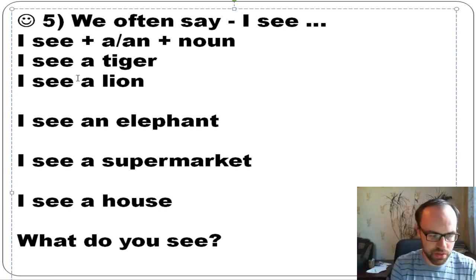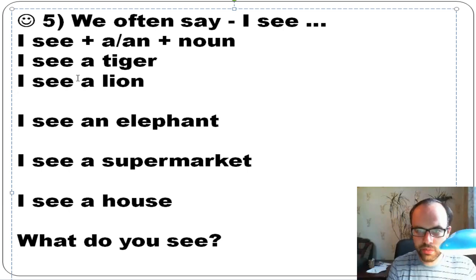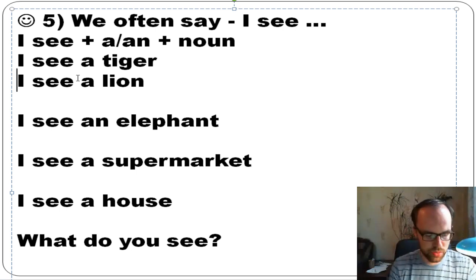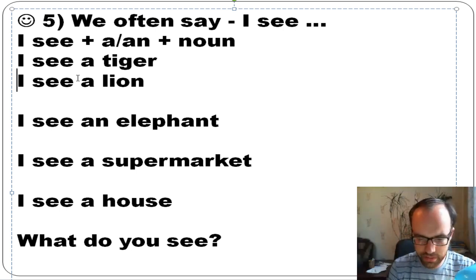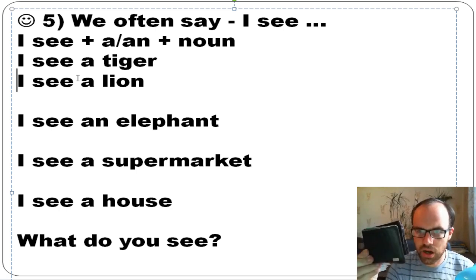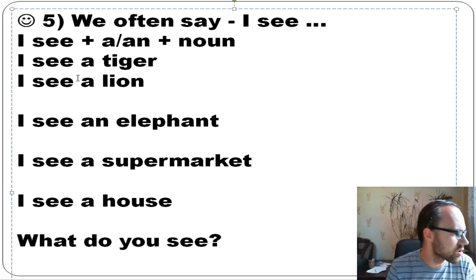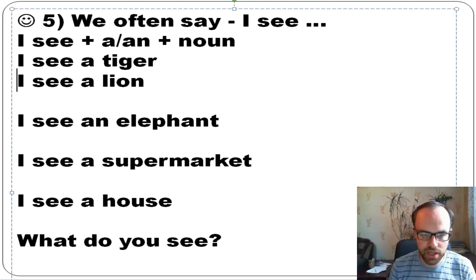Next, maybe you see a lamp. I see a lamp. I see a microphone. Okay? So you can say I see a wallet. I see a wallet. Very good.